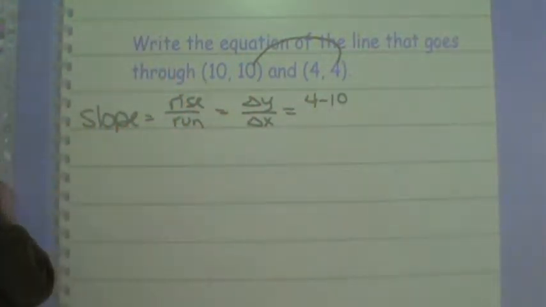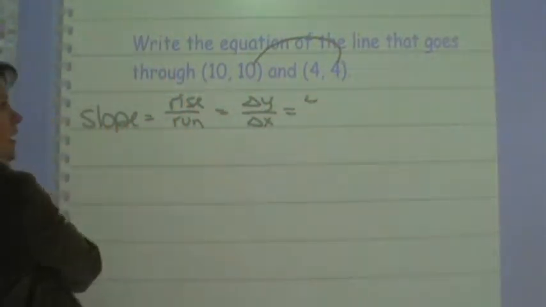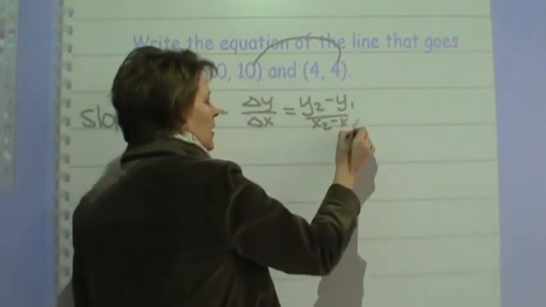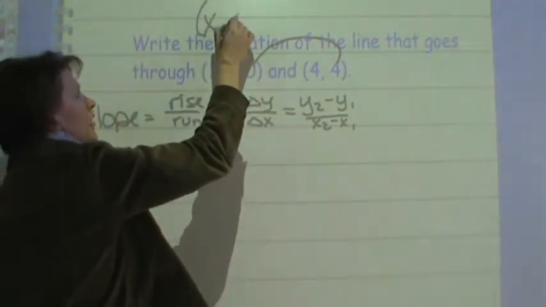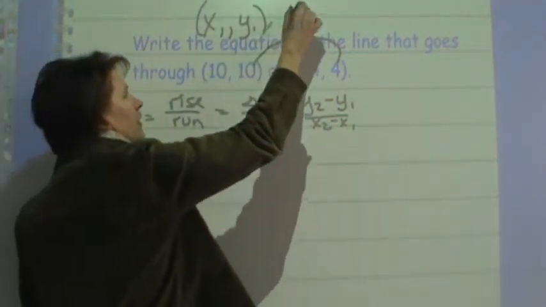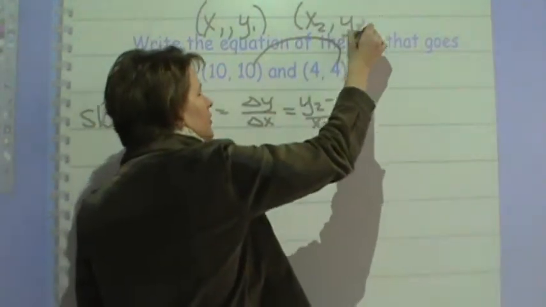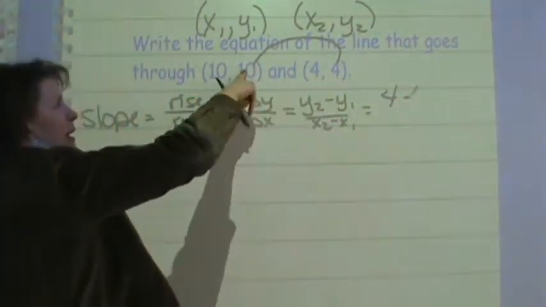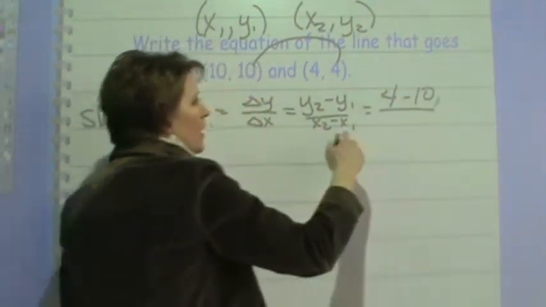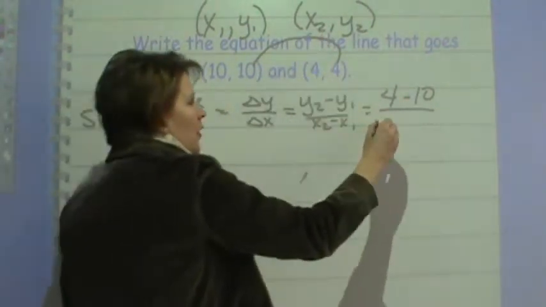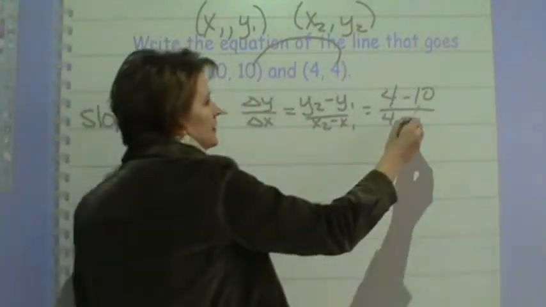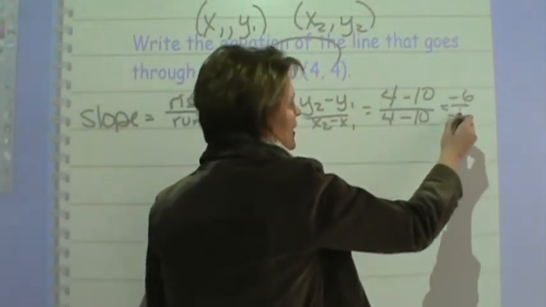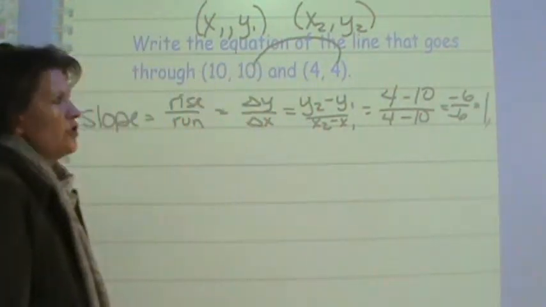Okay, another way you might see it written in future math classes, hang on, I'll write it down. It's y2 minus y1 over x2 minus x1. And what that means is if we have a point (x1, y1) and (x2, y2). So if I take y2, that's my 4, subtract my y1, that's 10, over my x2 is 4, and my x1 is 10. Well, 4 minus 10 is negative 6. Negative 6 over negative 6 is just 1.